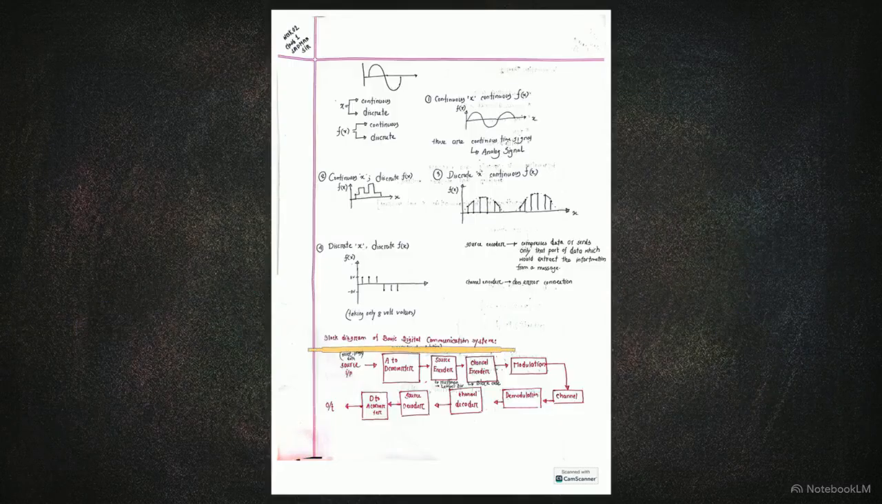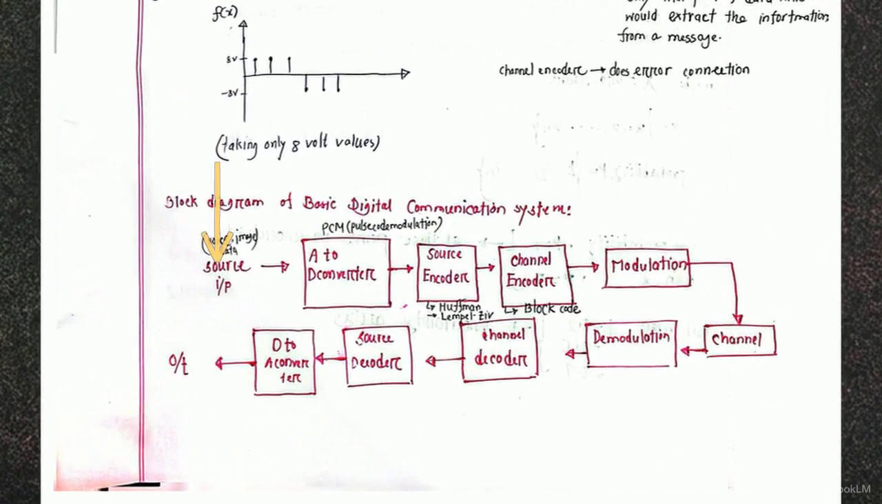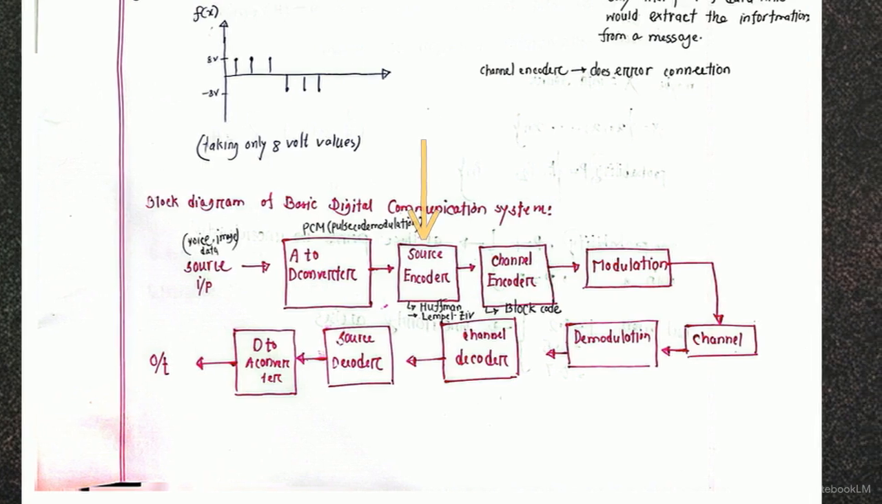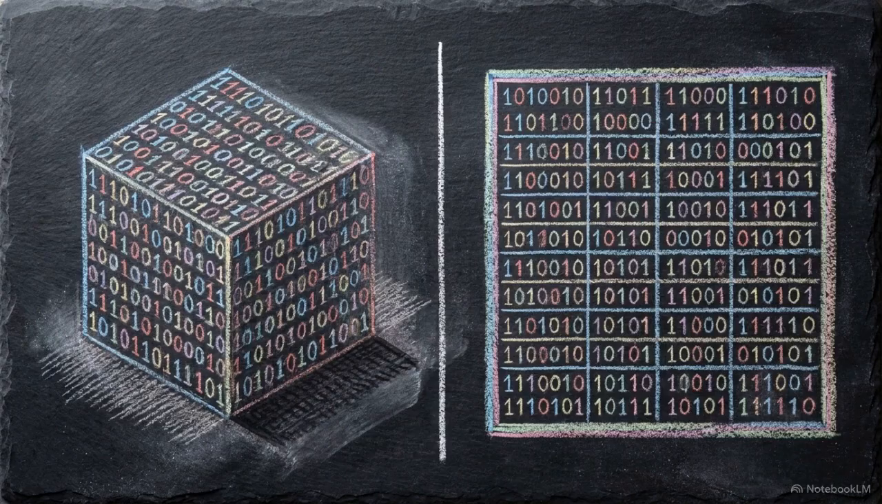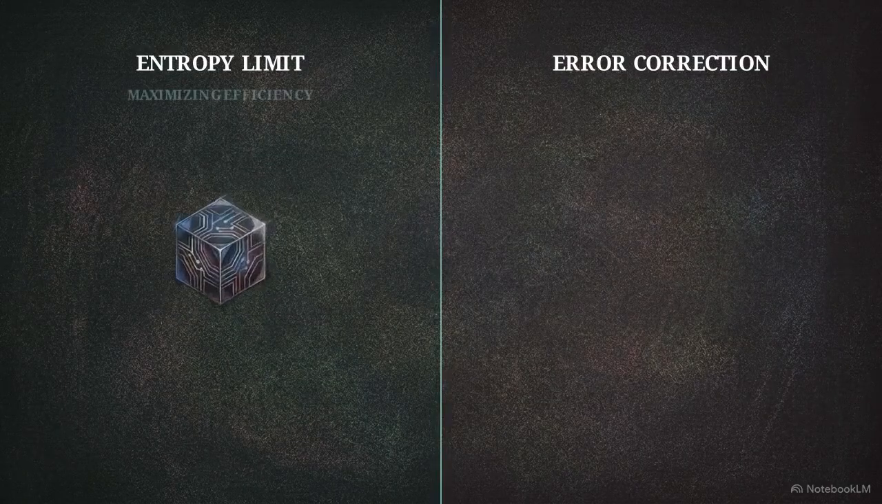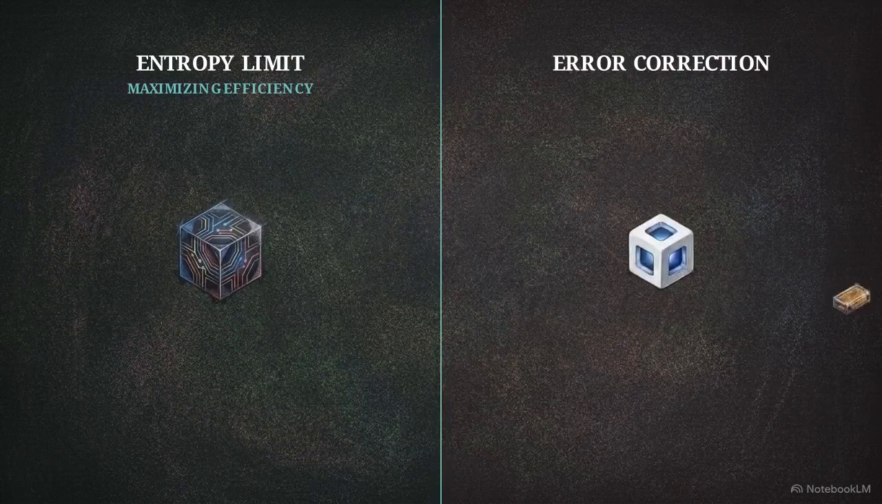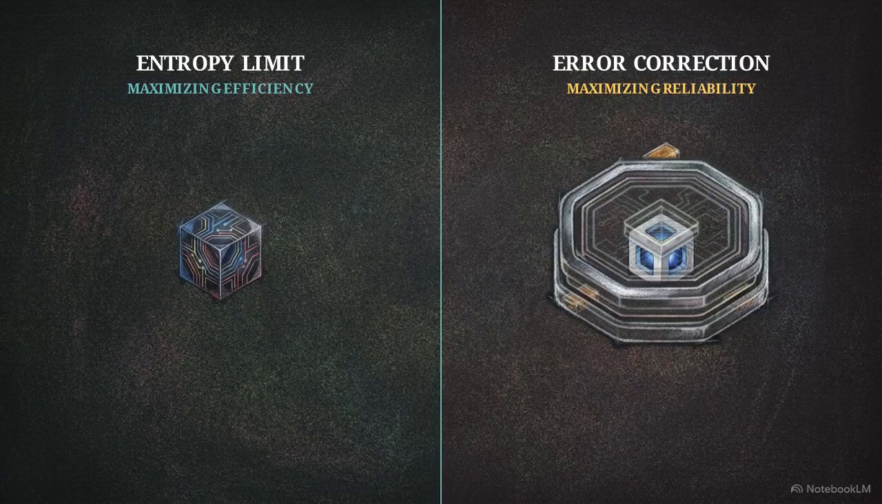This handwritten block diagram shows the foundational architecture of all modern digital systems. Following the path from the source input on the left, the signal is digitized, compressed by the source encoder, mathematically armored by the channel encoder, modulated into a physical wave, and sent through the physical channel before the receiver reverses the process. Every operation in this pipeline serves two primary, often competing goals: maximizing efficiency by compressing the data, and maximizing reliability by strategically injecting redundancy back into the stream.